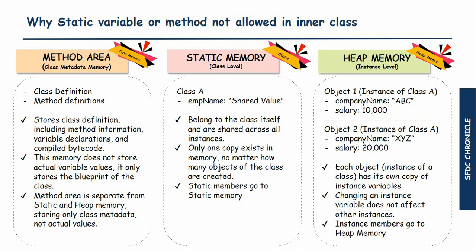But in case of a static variable or method, it stores the data in the static memory, that is at the class level, not in the heap memory level. So the static variable or method does not have any access to heap memory. They are not able to, because they are not in the same memory level. They will not be able to understand what the instance variable is. So that's why they are not able to access instance variables from a static method.